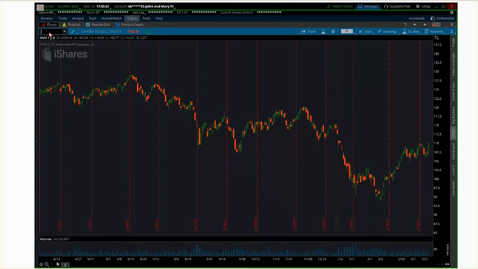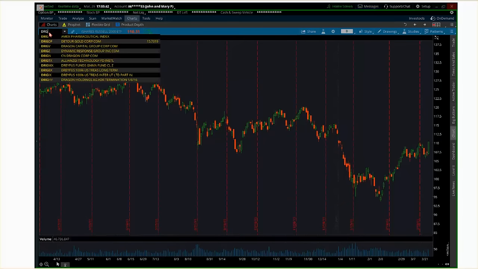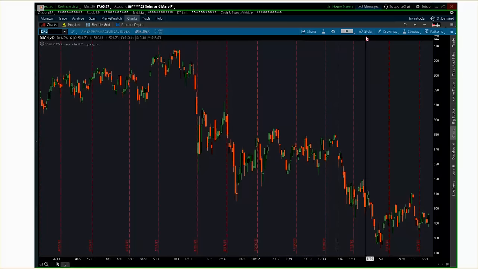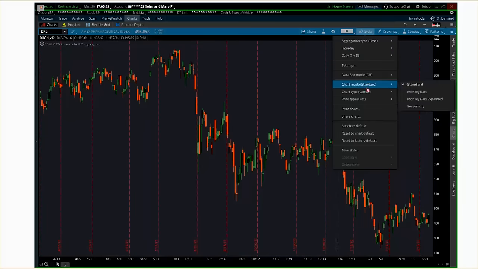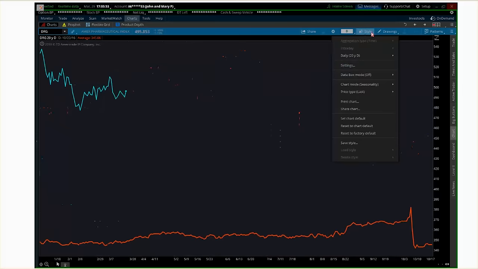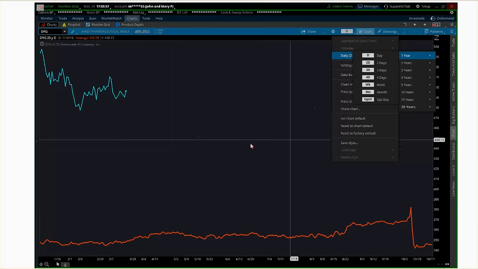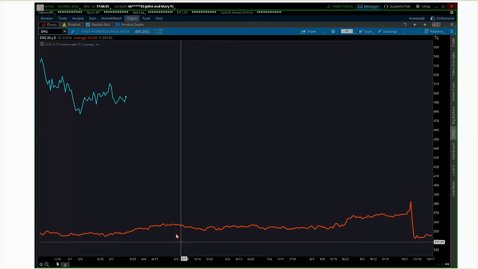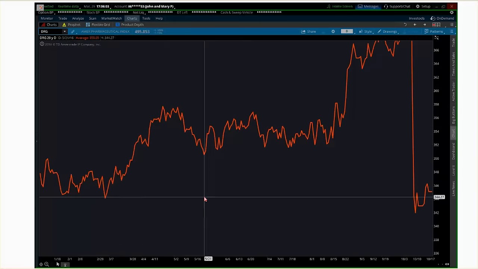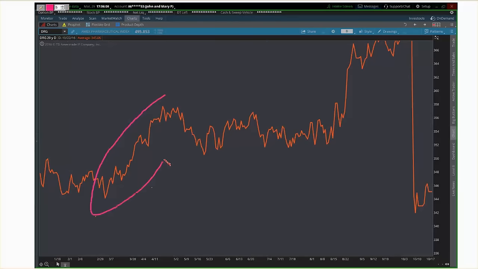So we're going to go over here, and I'm going to get rid of this, and I'm going to go, hopefully, DRG. There's the pharmaceutical index. And we're going to go to style, and we're going to go to chart modes, and we're going to go to seasonality, and I'm going to go to style, and I got daily 20 years. And whoa, look at this. Interesting. What do you guys see? What do you see on the drug sector?